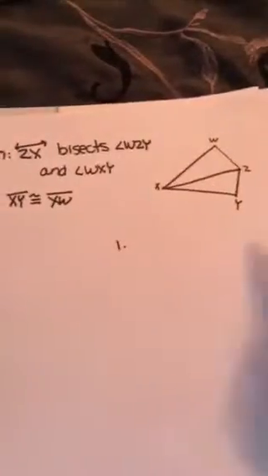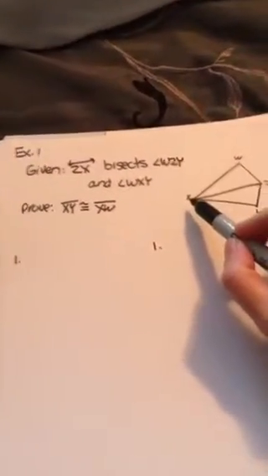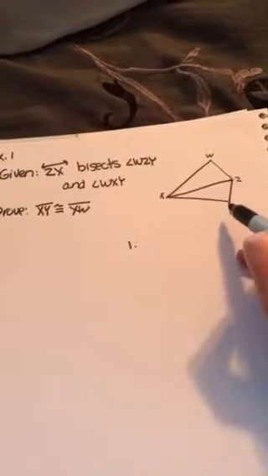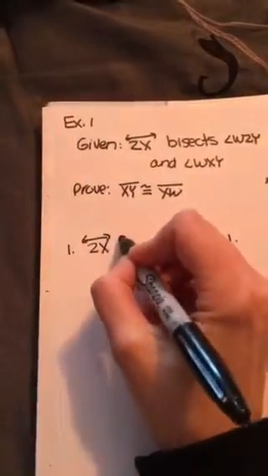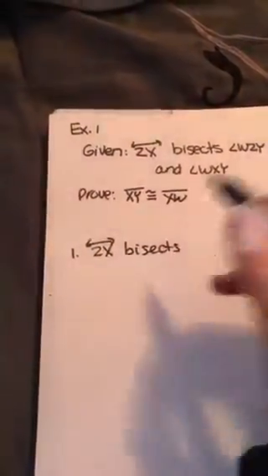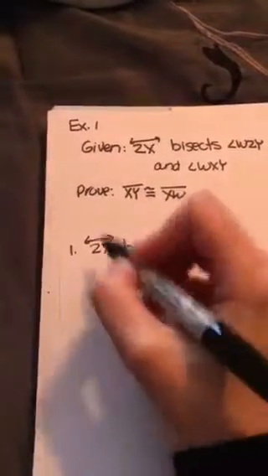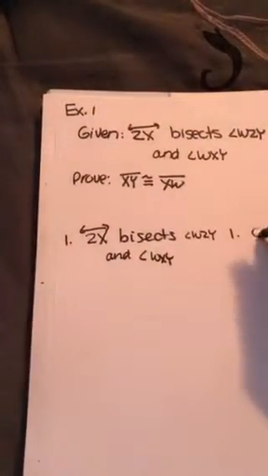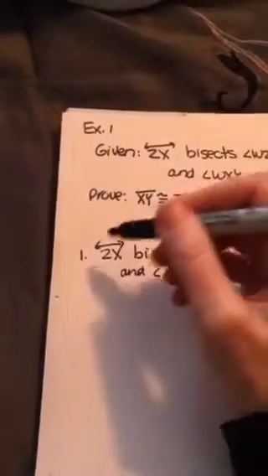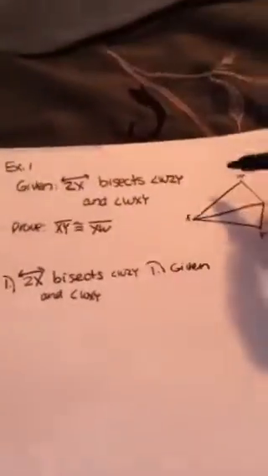For number 1, they've given me this diagram, and they're telling me that ZX bisects angle WZY, and it also bisects angle WXY. That's given, so we're going to start with that. ZX bisects angle WZY and angle WXY. That's given.